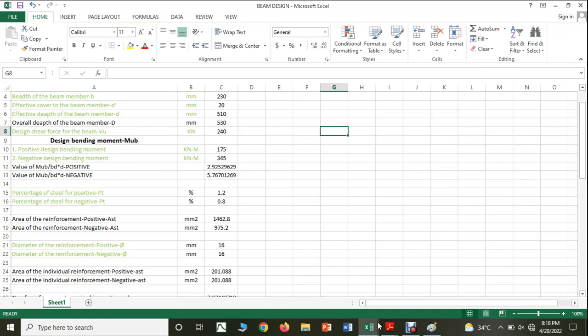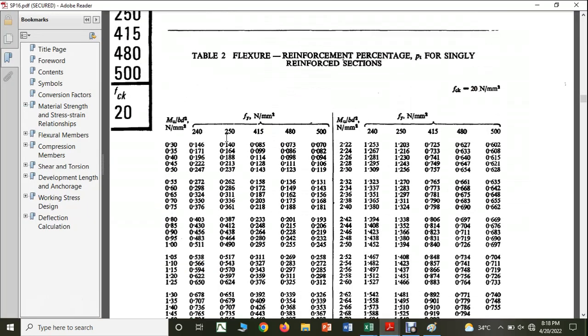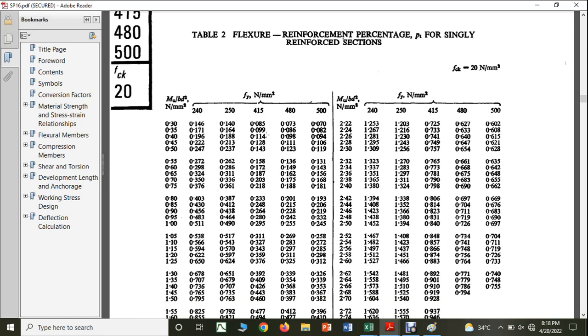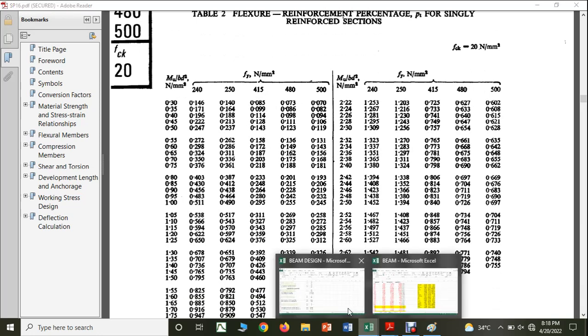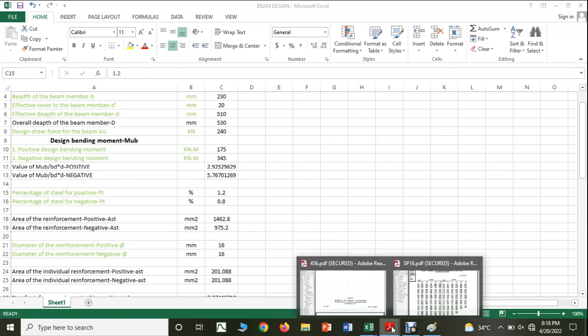So definitely the percentage of steel that you are going to get will be from this table. This table is for fck as 20 Newton per mm square, and the fy value will be 415. Now by looking into that, for the positive bending moment the percentage of steel will be 1.2. We are supposed to enter the value of Mu by bd square, which is 2.9. I can take it as 3.